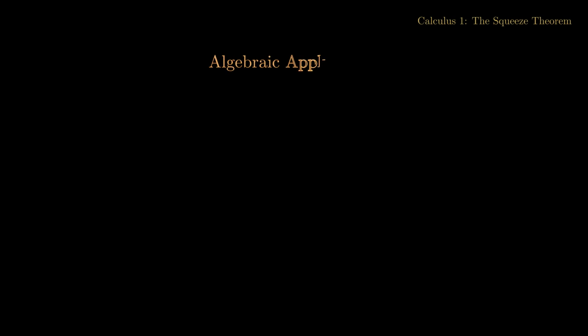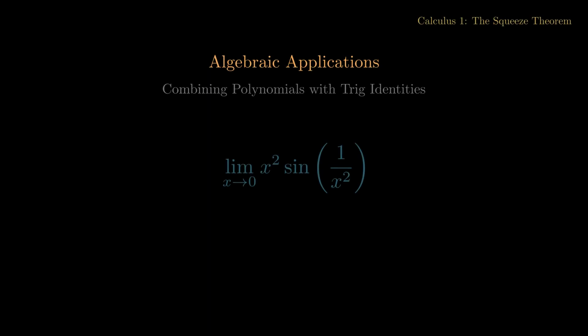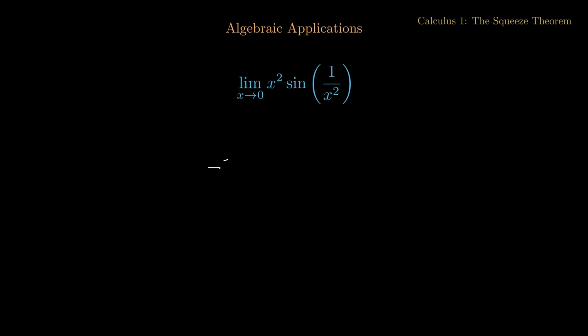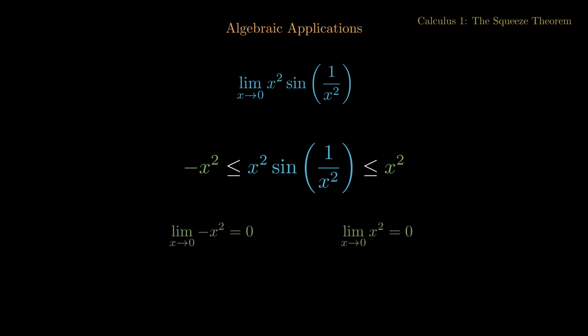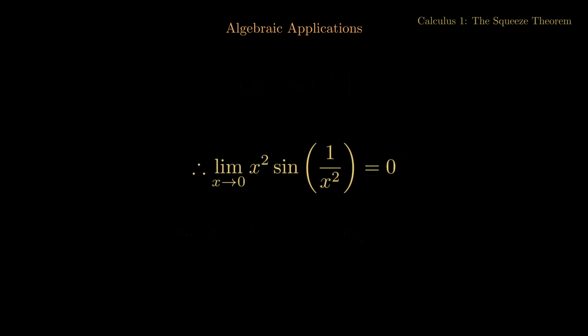Now, let's discuss algebraic applications. Use polynomial expressions with trigonometric identities for complex function limits. Evaluate the limit of x squared sine 1 divided by x squared. Bound sine 1 divided by x squared by -1 and 1. Multiply through by x squared. Minus x squared is less than or equal to x squared sine 1 divided by x squared, which is less than or equal to plus x squared. The squeeze theorem leads to a limit of 0.